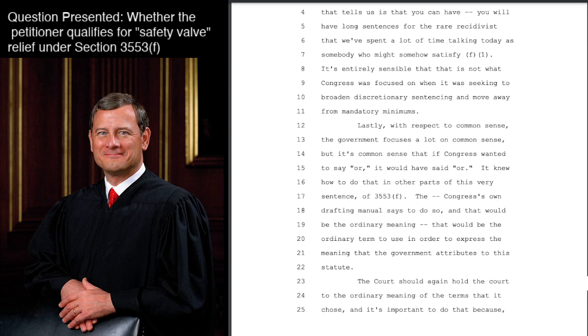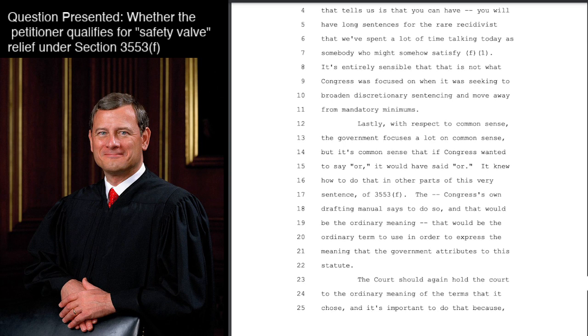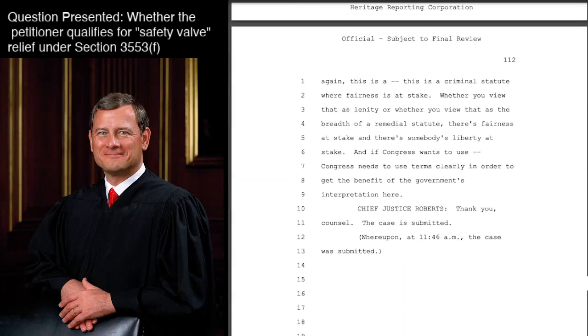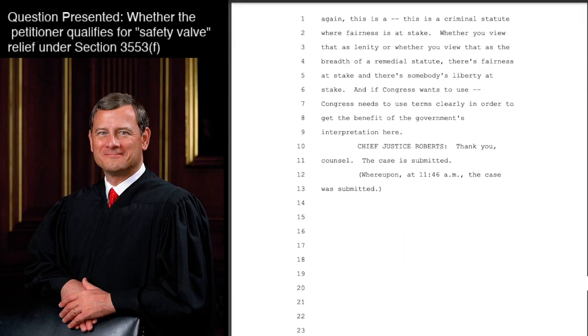The court should again hold Congress to the ordinary meaning of the terms that it chose, and it's important to do that because again, this is a criminal statute where fairness is at stake, whether you view that as lenity or whether you view that as the breadth of a remedial statute. There's fairness at stake and there's somebody's liberty at stake. And Congress needs to use terms clearly in order to get the benefit of the government's interpretation here.